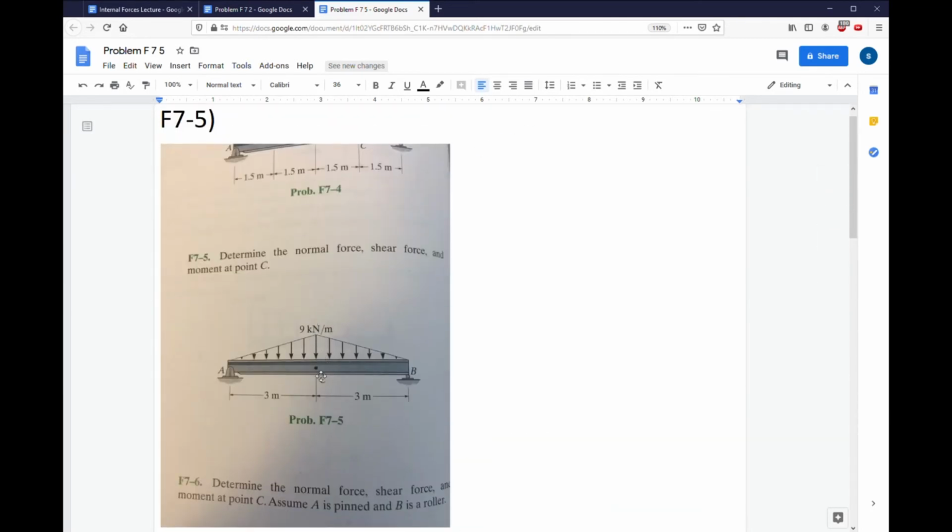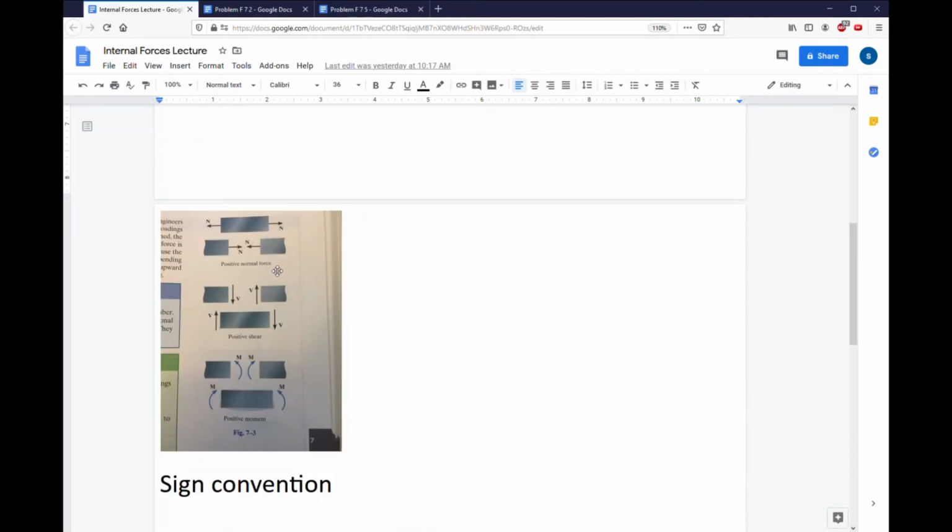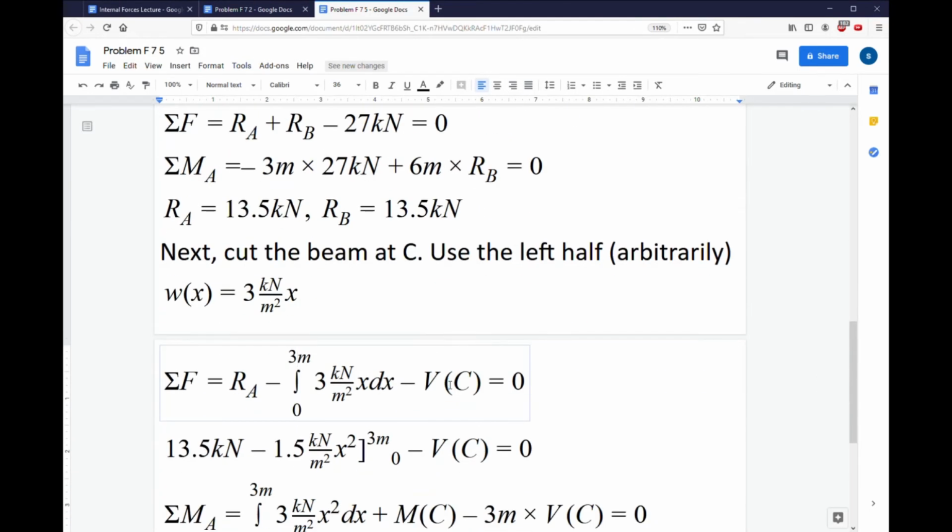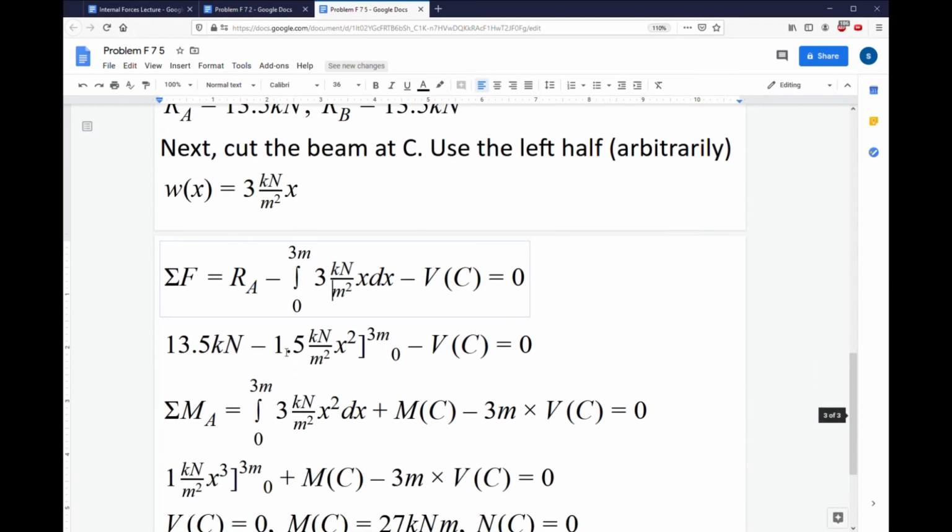Lastly, there is the internal shear force at C, and let's check our sign convention again. On the right-hand side, internal shear is downward, so minus V of C, and set that all equals to 0. Now let's plug in some numbers. R of A we already calculated as 13.5 kilonewtons. This integral right here, it's 3 times x, so the integral of that is 1/2 times 3 times x squared, because remember, this is x to the first power, becomes x to the second power, bring the 2 down. So the indefinite integral of 3x dx is 1.5 x squared.